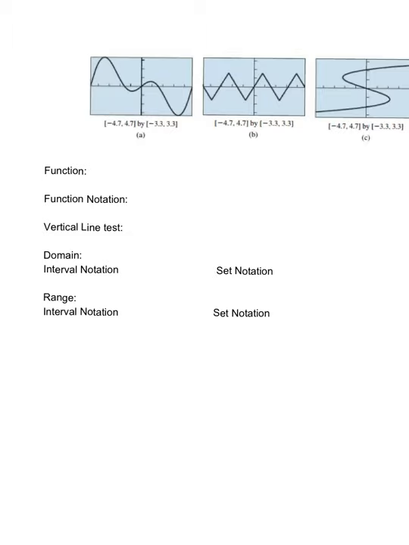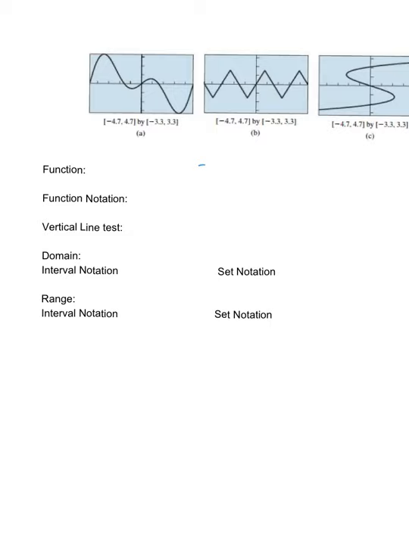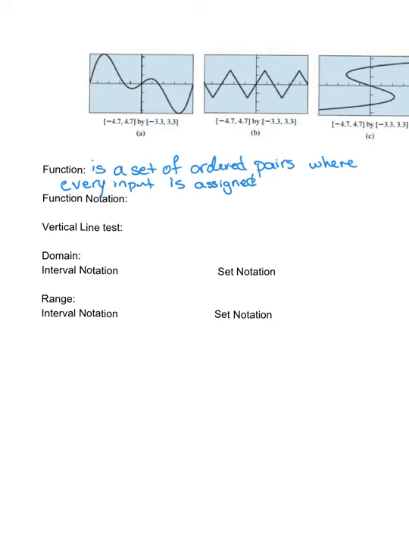Okay, so a function is a set of ordered pairs where every input is assigned exactly one output. In other words, the x's can't repeat. Hopefully you all remember that.